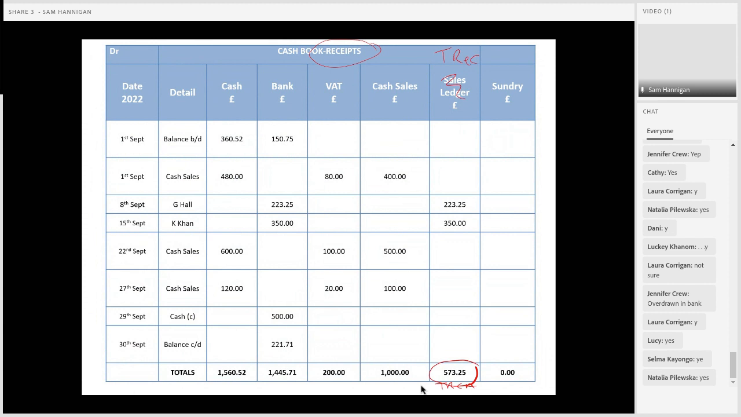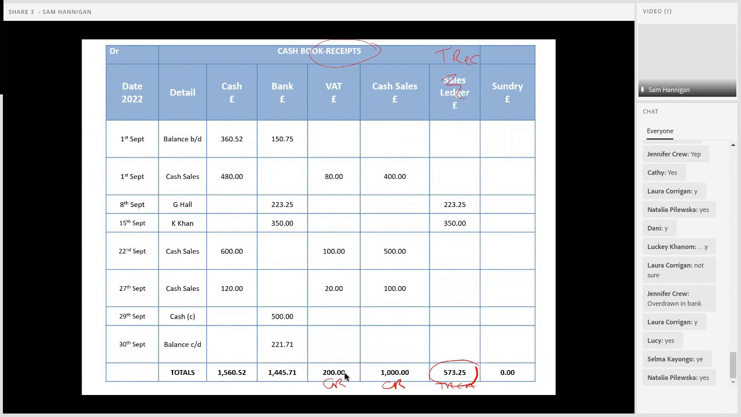Then what we've done is we've got all the cash sales, and we've debited them into the cash book. So we're going to credit the sales account, 1,000, and credit the VAT account, 200. Then it balances.